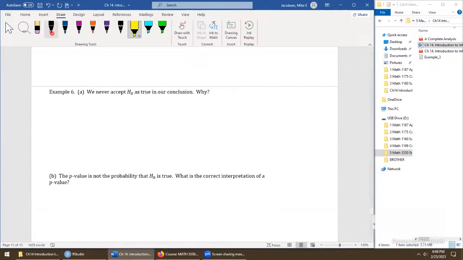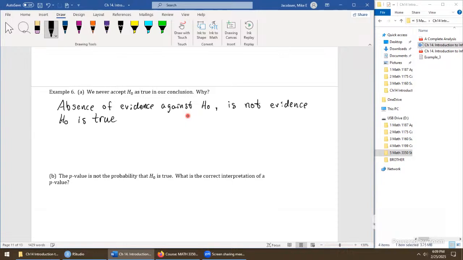But a better way to think about this is absence of evidence against H naught. This is having a large p-value. We can't reject H naught, so we have an absence of evidence against it. But absence of evidence against H naught is not evidence H naught is true. So in other words, you cannot prove H naught is true by just failing to find any evidence against it. This is a huge logical loophole as well.